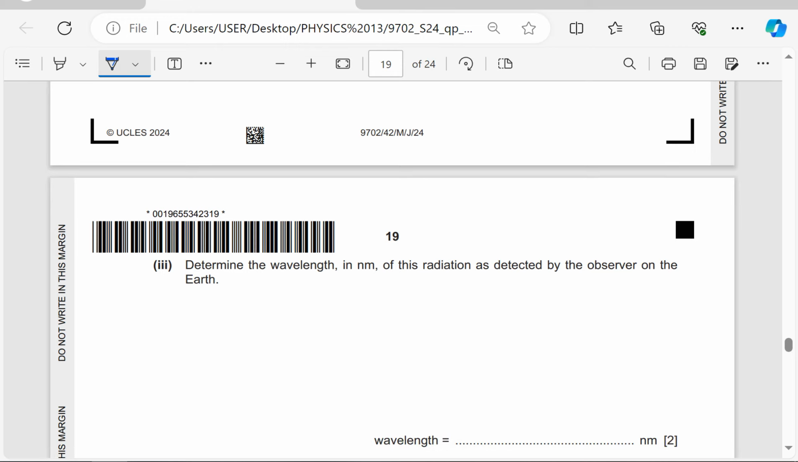Then determine the wavelength in nanometers of this radiation as detected by the observer on the Earth. So that takes us to the Doppler shift equation. The difference in wavelength is equal to V over C times the wavelength, where V is the speed.